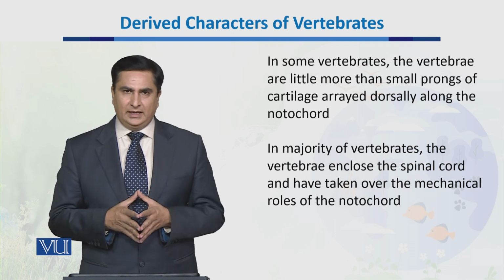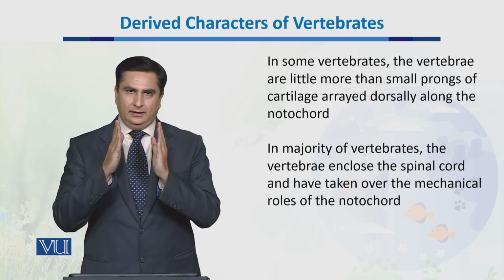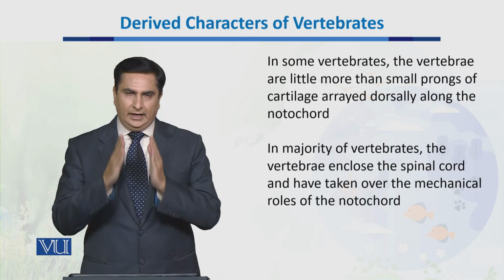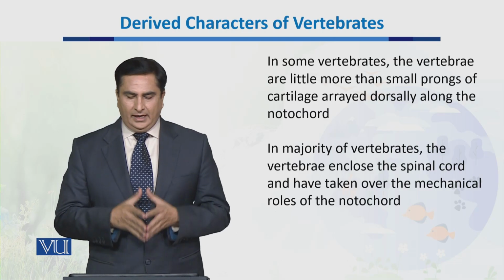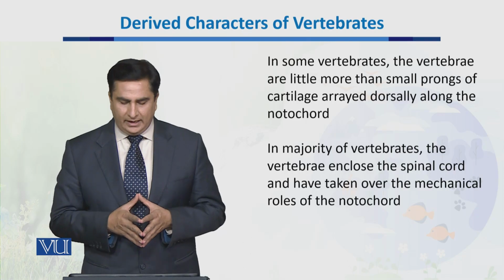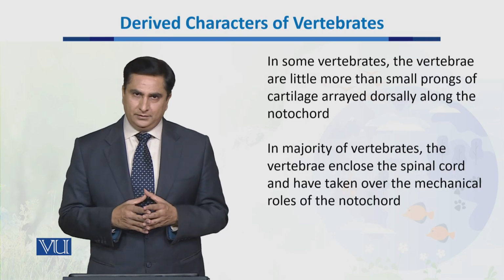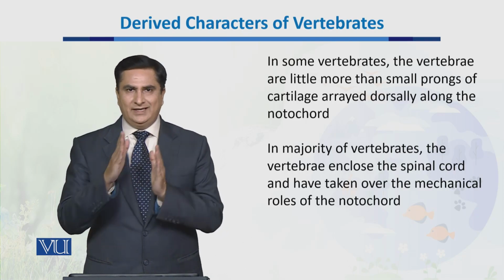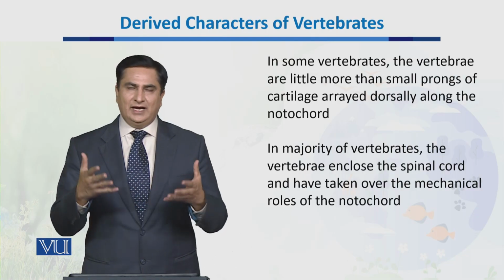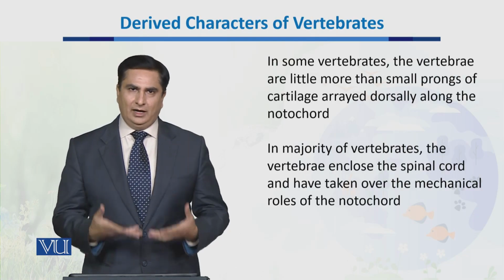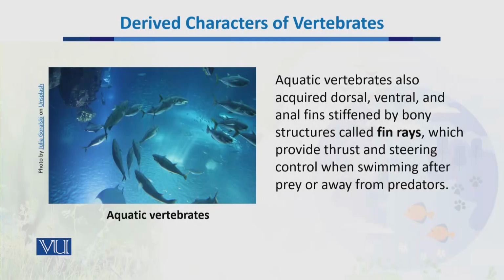As you might have observed in humans, this backbone encloses the nerve cord, and it has taken over the mechanical role of a notochord. So instead of a notochord, we have a vertebral column, which acts as a mechanical support for our body. When we talk about aquatic vertebrates, these are the higher animals which live in water bodies.